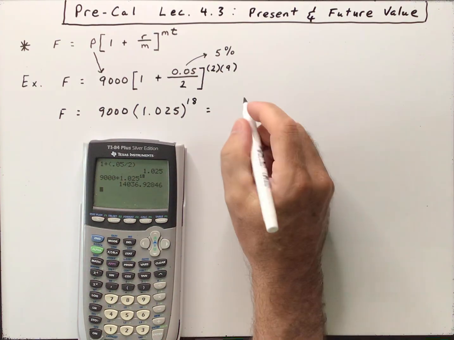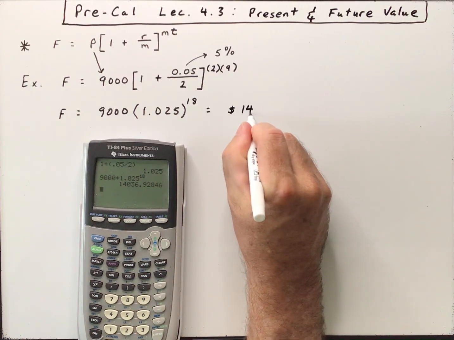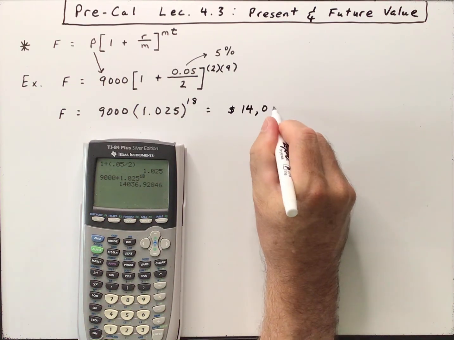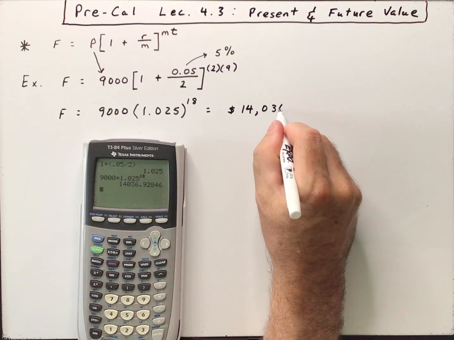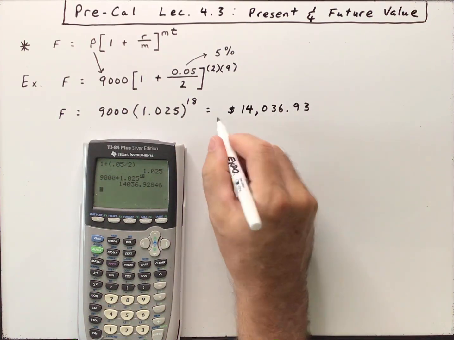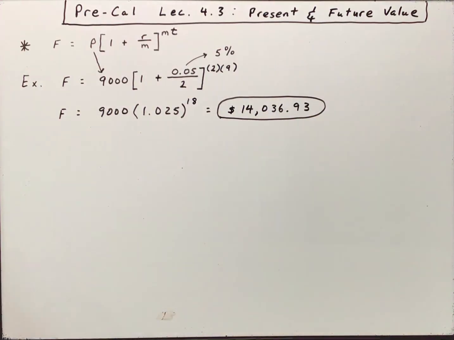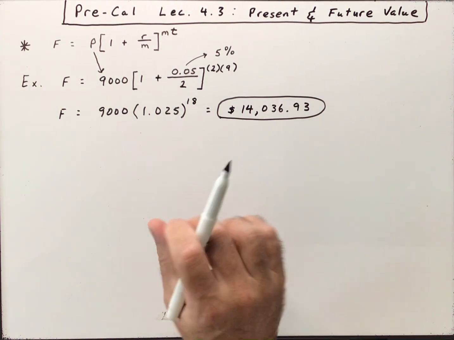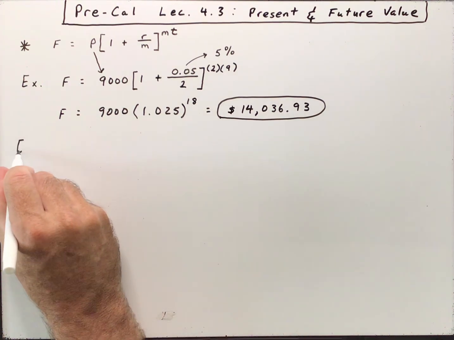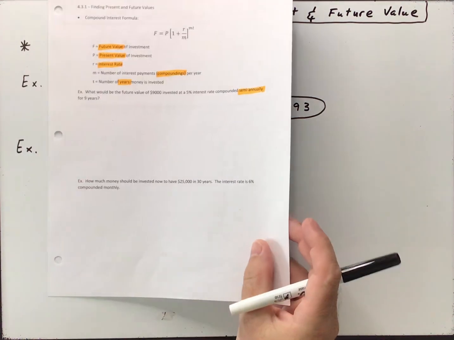And you've got 14,000, so we're talking about dollars here, $14,036, and we'll round that to 93 cents. All right, so that's what the future value of $9,000 invested at 5% interest would be after 9 years. All right, let's take a look at the next problem on the page.